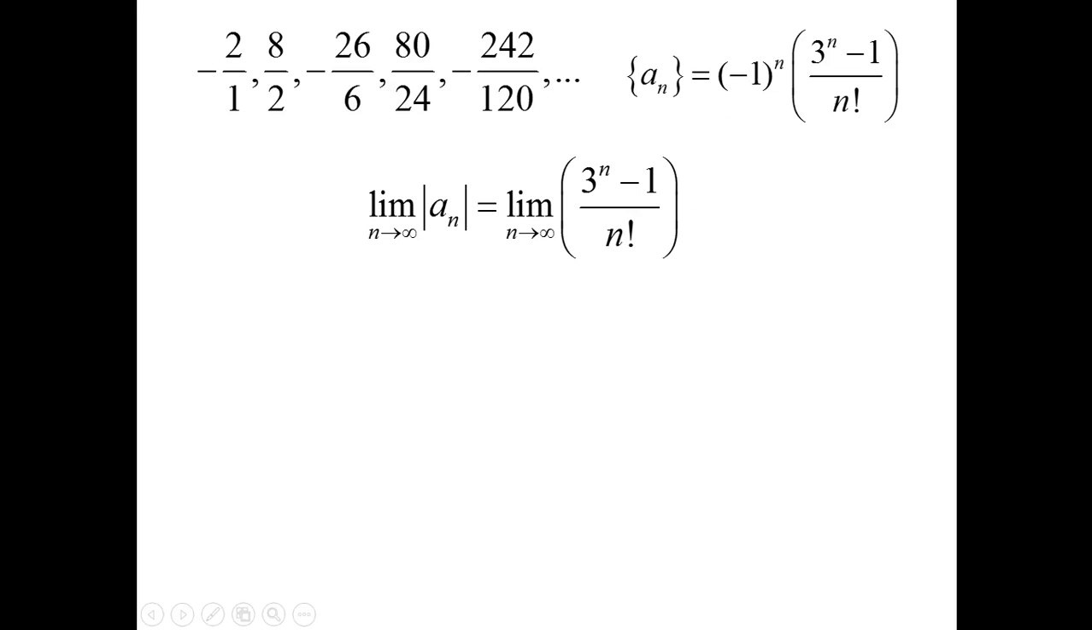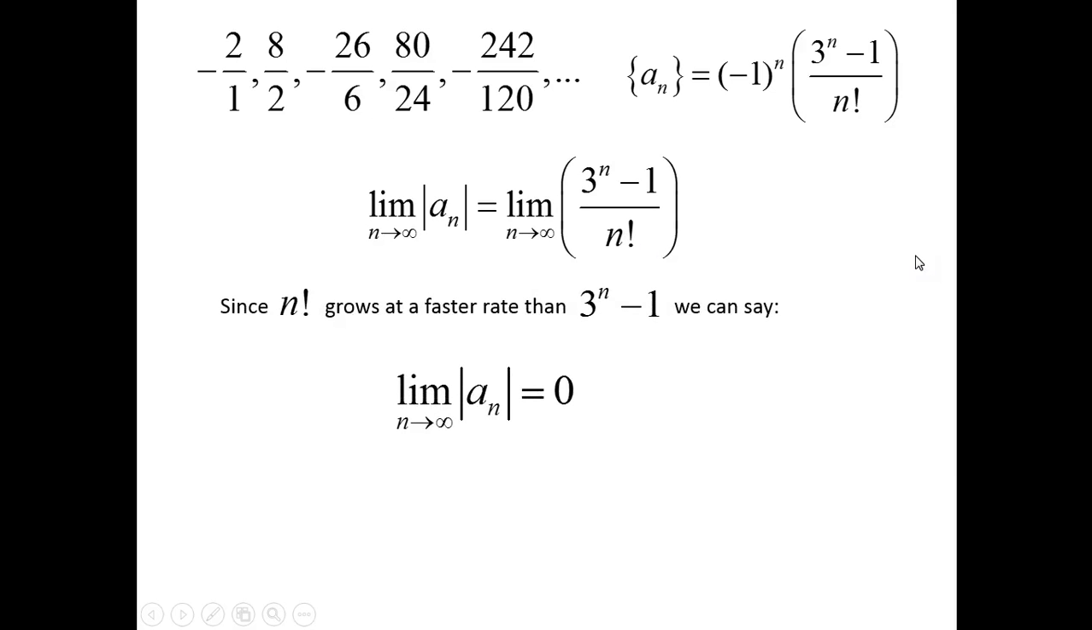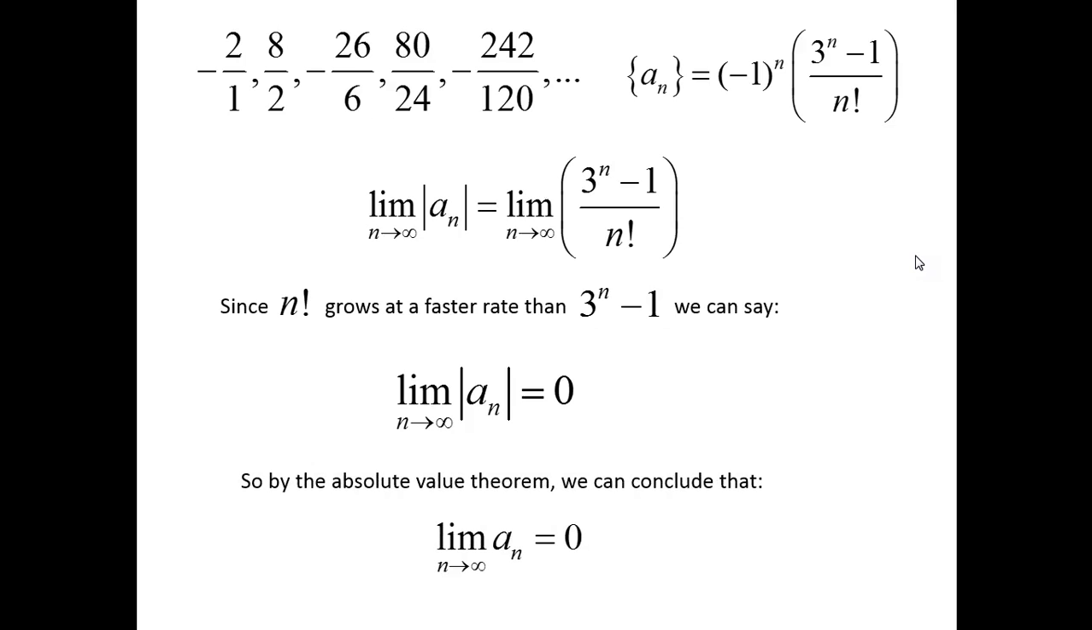So which of these grows faster? Well, I'll tell you, factorial is like the Superman of all functions. It grows faster than everything else. It beats out exponential. Of course, it beats out polynomials. So 3 to the n, even though it's exponential, is actually going to grow slower than n factorial. So since n factorial grows faster, this will go to 0. Since the absolute value sequence went to 0, that means the original sequence also goes to 0.